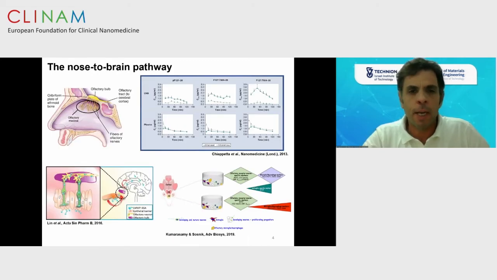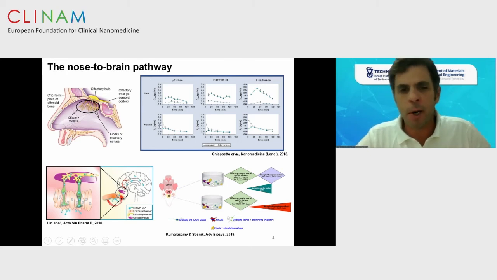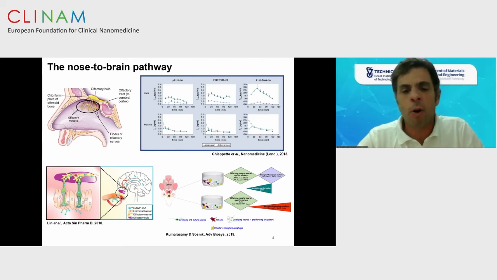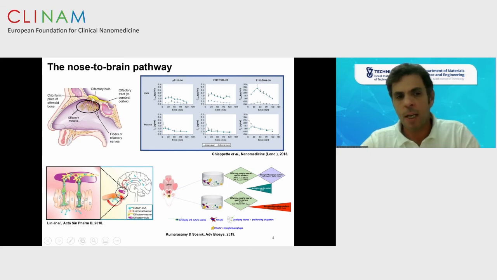We have also been looking at, for example, using alternative administration routes. So for example, the nose to brain pathway. We did some preliminary work many years back in Buenos Aires, and more recently, we were investigating the different cellular players in this transport mechanism. And we discovered somehow that microglia might play a very significant role. So if you can target microglia cells from the olfactory bulb, you might be improving the delivery of nanoparticles that are administered in the nasal mucosa into the brain.